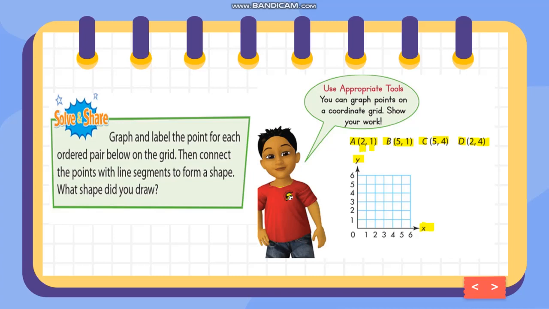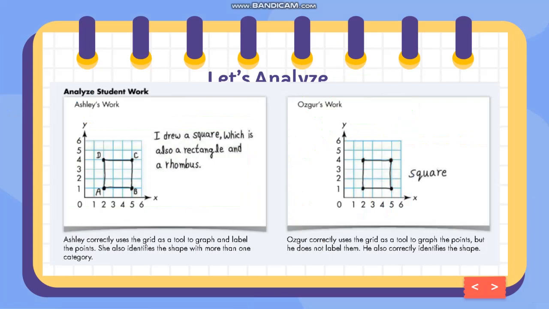So we have 2 and 1. From the point of origin, I move 2 to the right and up 1. So my point is here. Next, I have 5 and 1. From the point of origin, moving to the right, I have 5, then moving up 1. So my point is here. Another is 5 and 4. Going to the right 5, then move up 1, 2, 3, 4. So my point is there. Then 2 and 4, 1 and 2, then 1, 2, 3, 4. So my point is here. If I connect all those points, it looks like Ashley's work.